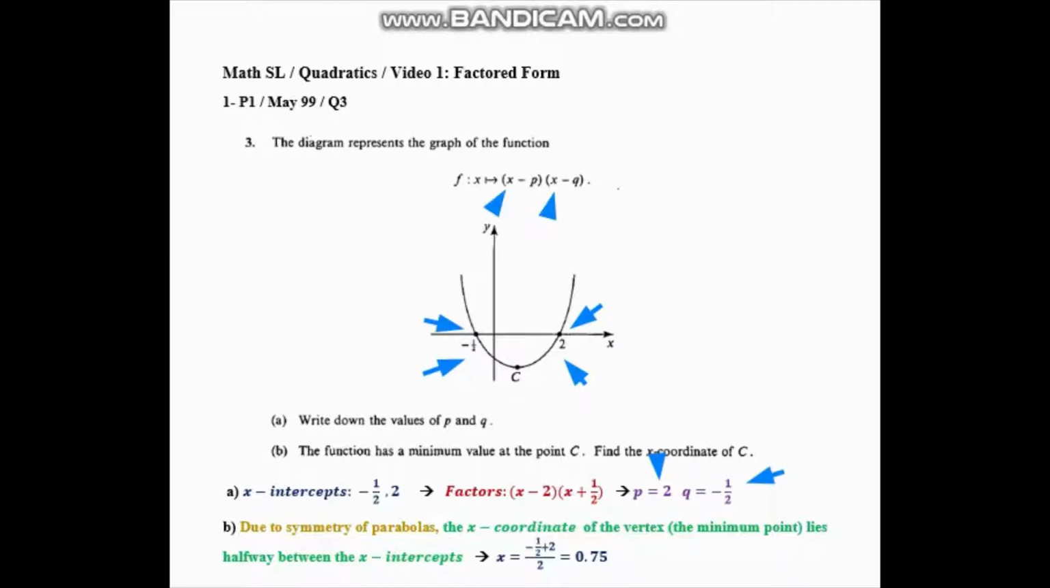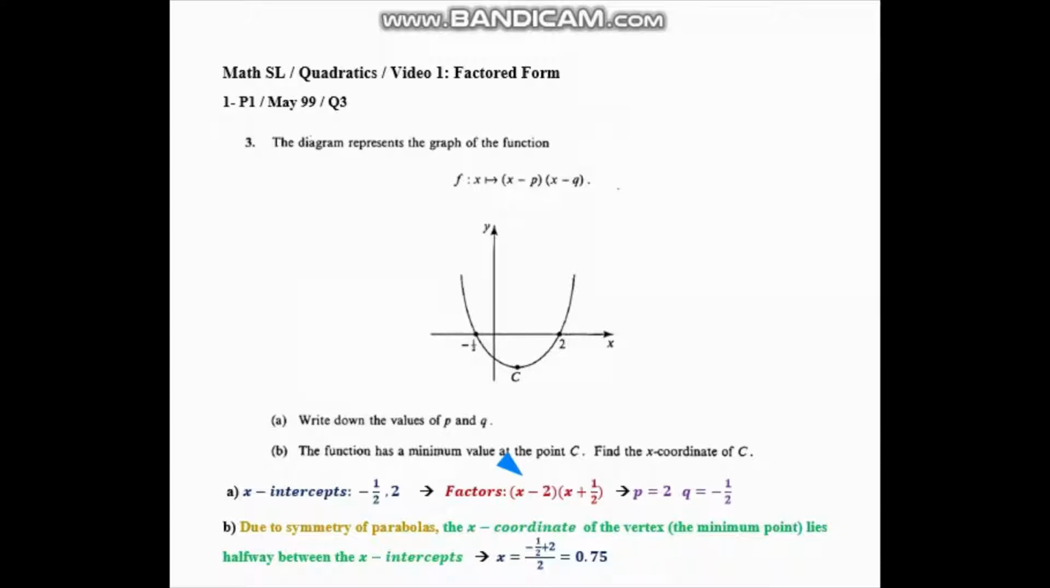And to make sure that you have the signs written down correctly, I usually like to first express the intercepts as factors. So I know that the x-intercepts are −1/2 and 2 from the drawing. So I'm going to convert them into factors and then compare to this expression right there. So x − (−1/2) gives me x + 1/2. Similarly, x − 2 gives me this factor right there.